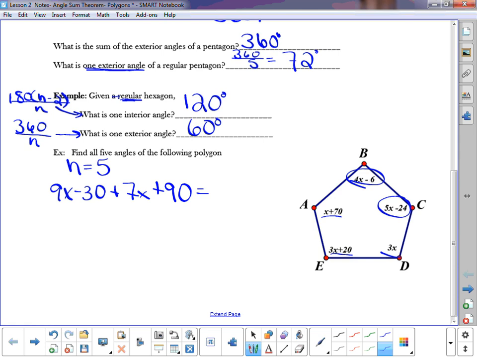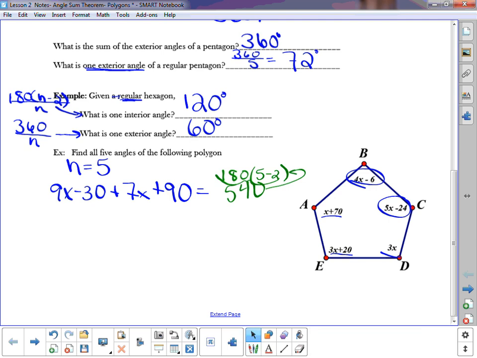equals, and how do I find the total sum again? It's 540, yeah. And if you forgot, again, 180 times n minus 2 gives me my total sum, and if you look from above, that's just 540. But that's where our 540 came from. Okay, so then we can just go ahead and solve.